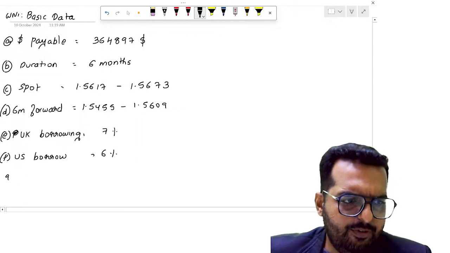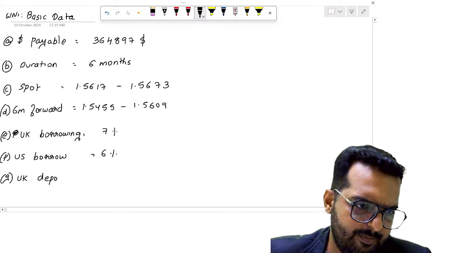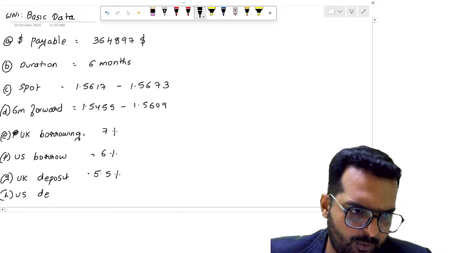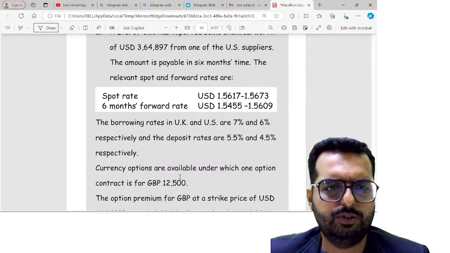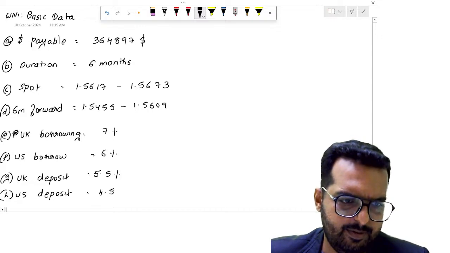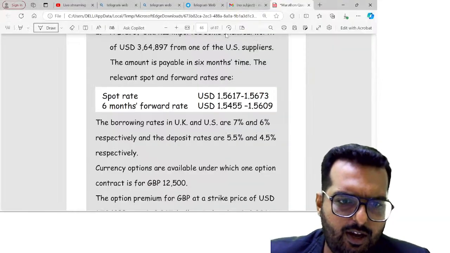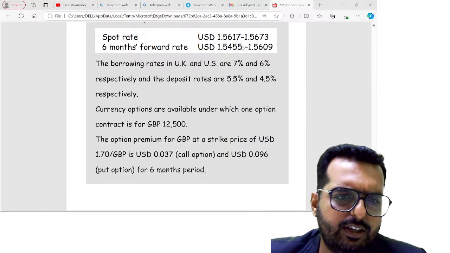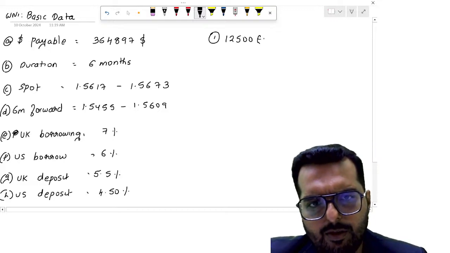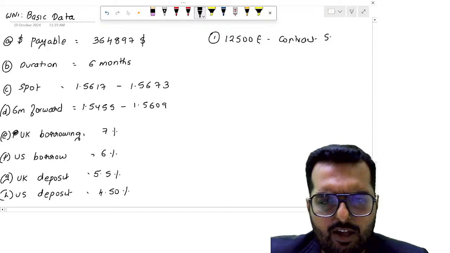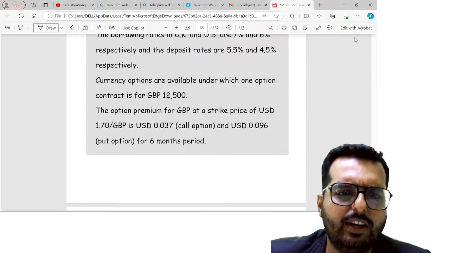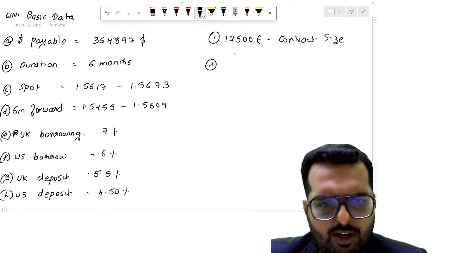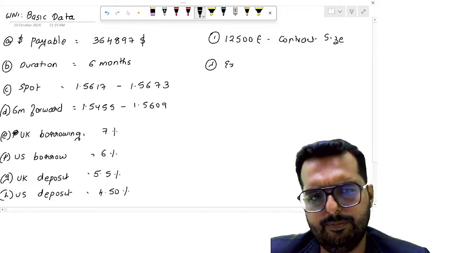UK deposit 5.5. US deposit is how much? 4.5, right? And after that they have given you that the currency options are available under which one option contract is 12,500 pound. Pound is your contract size. Write down this entire basic data and thoroughly understand the question. Option premium 1.7. I think that is exercise price, right?